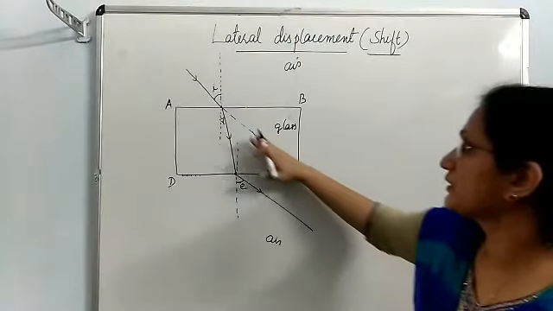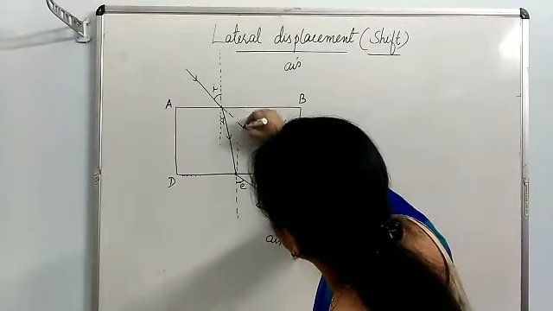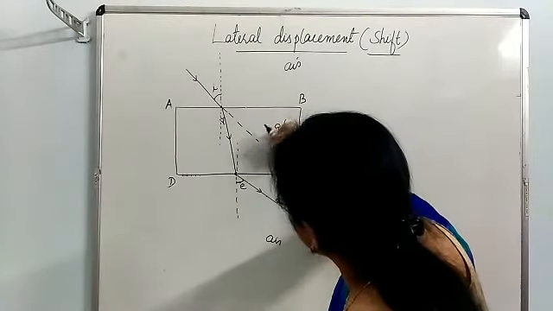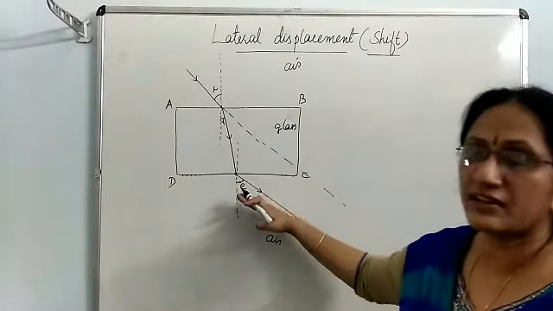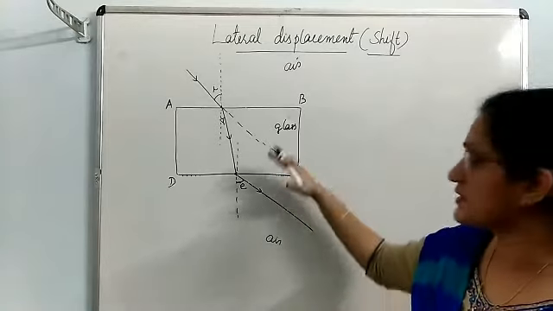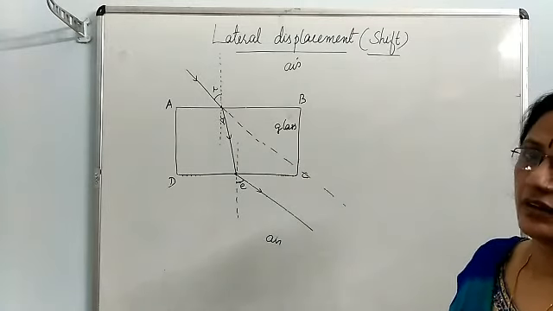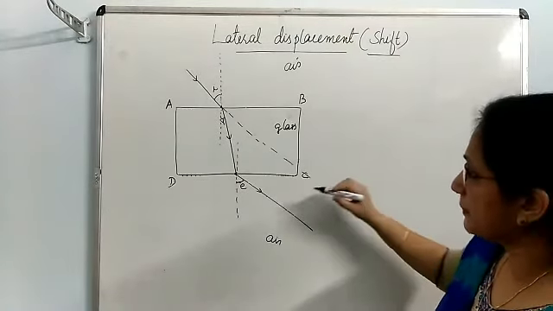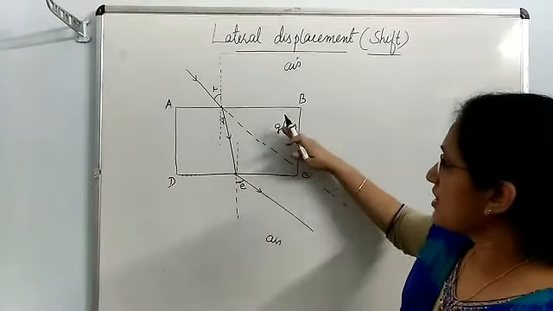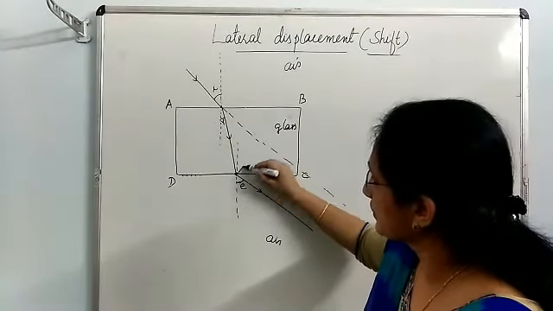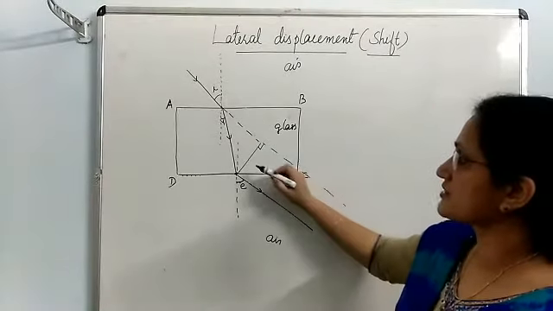This was the original path. From the original path, the light ray is laterally displaced, sideways. The word laterally means sideways. It is displaced laterally. Then, if you measure the perpendicular distance between these two rays, between the emergent ray and the extended incident ray, this is the perpendicular distance between the emergent ray and the extended incident ray.